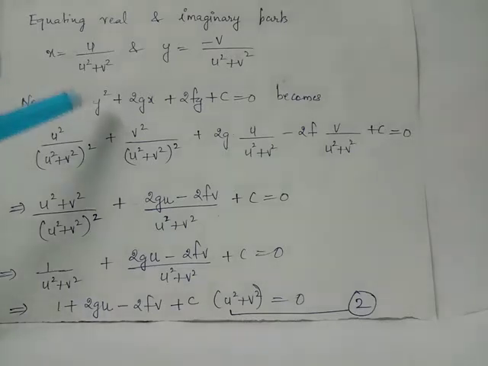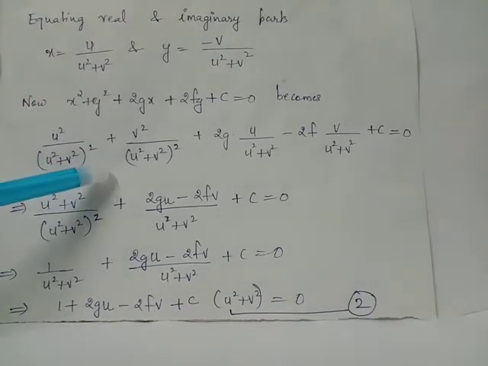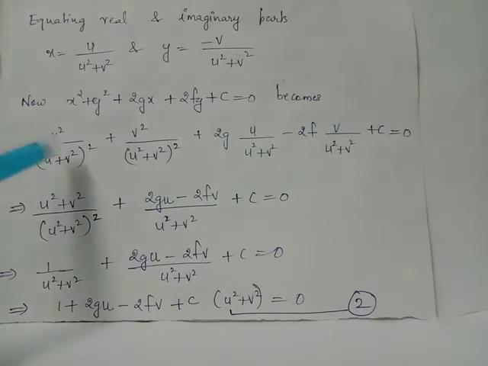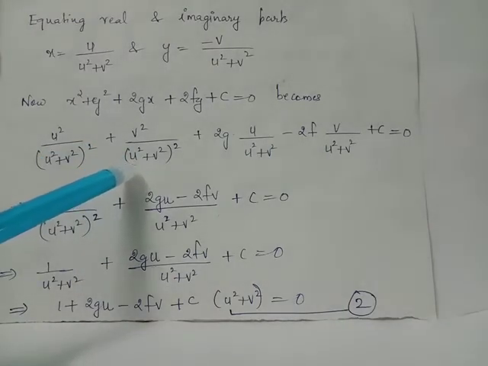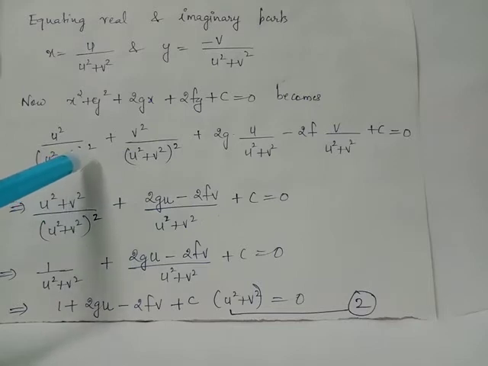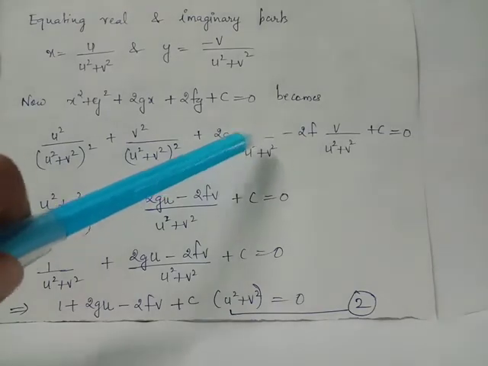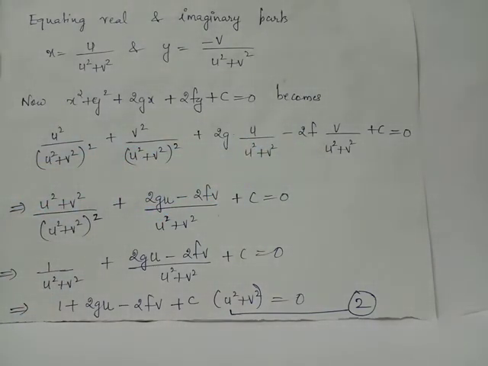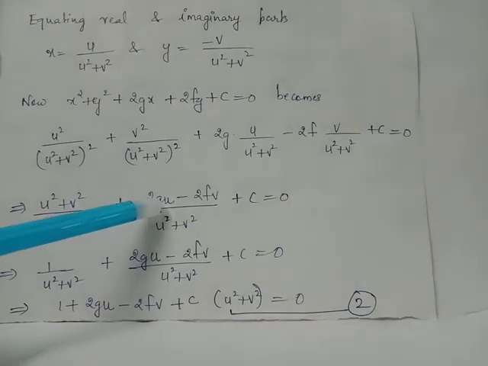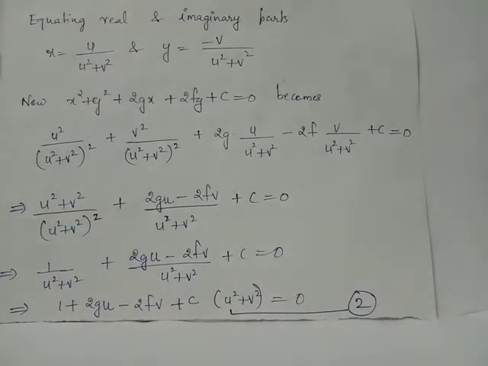Thus, this general equation of the circle transforms to this expression, and you can see that these two terms have common denominators, u square plus v square the whole square. So we can combine these two terms. Therefore, we have u square plus v square upon u square plus v square the whole square, and the other two terms also have common denominators, so they can be grouped, which gives us the expression 2gu minus 2fv upon u square plus v square. And we are left with a constant c in the LHS. The RHS is 0, which comes from the general equation itself.